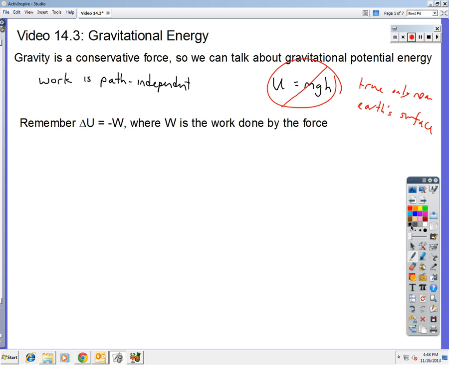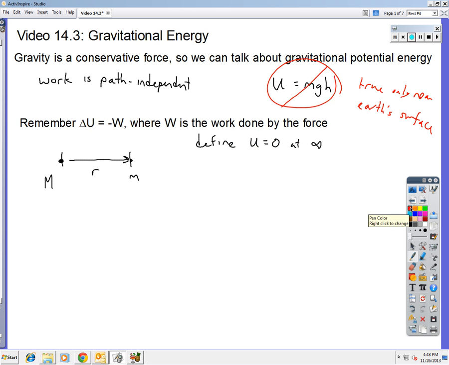So for the moment, let's imagine that we have a star, big M, and we want to find out what the potential energy is for a small mass, little m, located a distance r away from it. Now, in order to do this, we have to define a 0 point, and we'll define that 0 point to be at infinity.